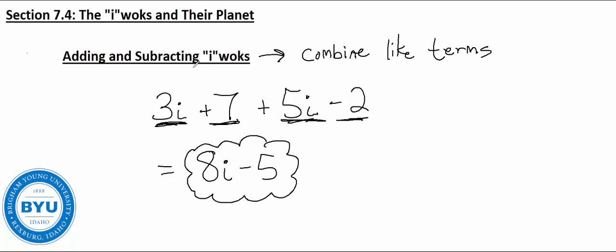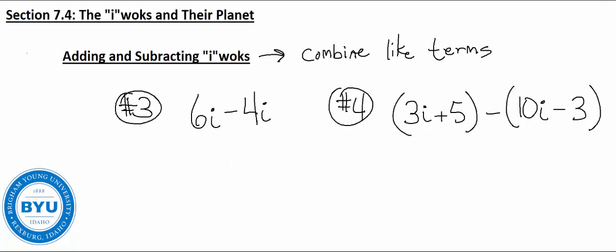You combine your i's with your i's, your numbers with your numbers. When we add and subtract imaginary numbers, no rules change. It's the same as normal. Just combine your like terms. Go ahead and try question number 3 and 4 here. Pause the video and let's see if you can add and subtract imaginary numbers.